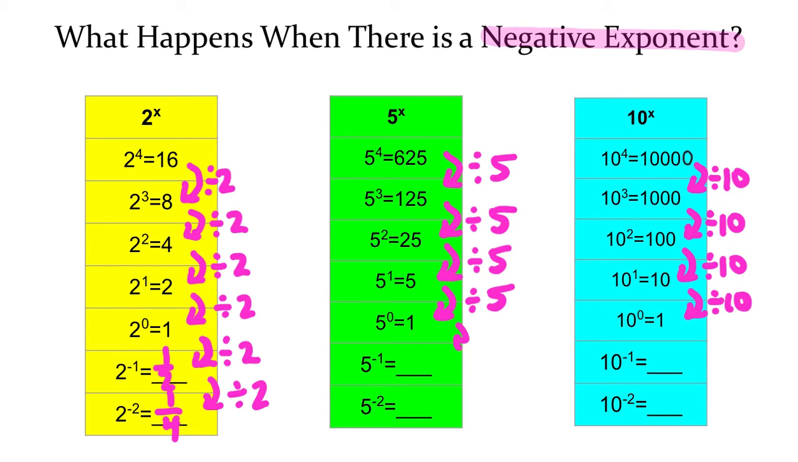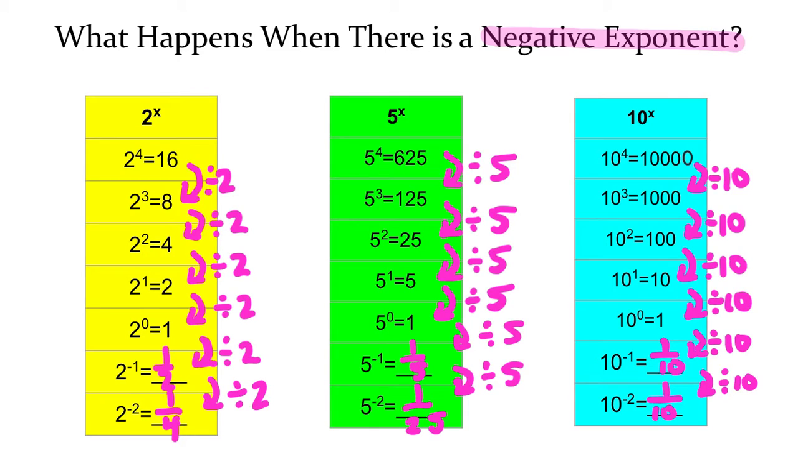For the 5s, I would divide by 5. So 1 divided by 5 is 1/5. And then if I divide by 5 again, I'm going to get a value of 1/25. For my last table, I'm dividing by 10 every time. So I divide by 10, it becomes 1/10. And I divide by 10 again, it becomes 1/100.